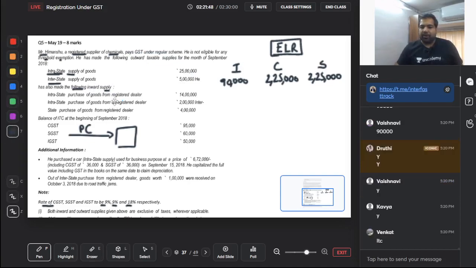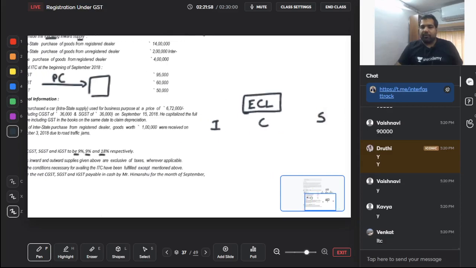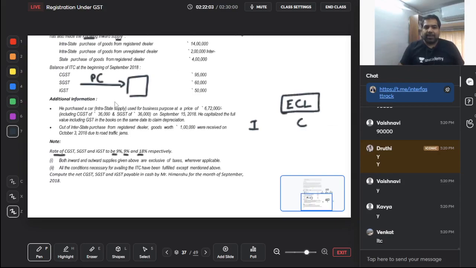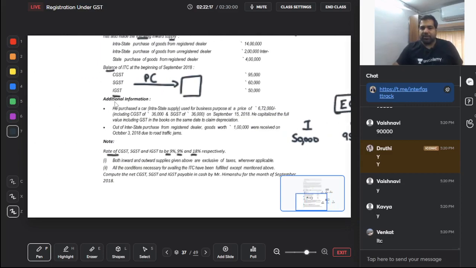I'm making the electronic credit ledger. Everyone always start with I, GST, then C and then S. Don't follow what they have given, follow what you know: I, C and S. Guys, is there an opening balance? First let's check that. I, GST 50,000. C, GST 95,000. And S, GST 60,000. Is the opening balance written? Yes, opening balance done.